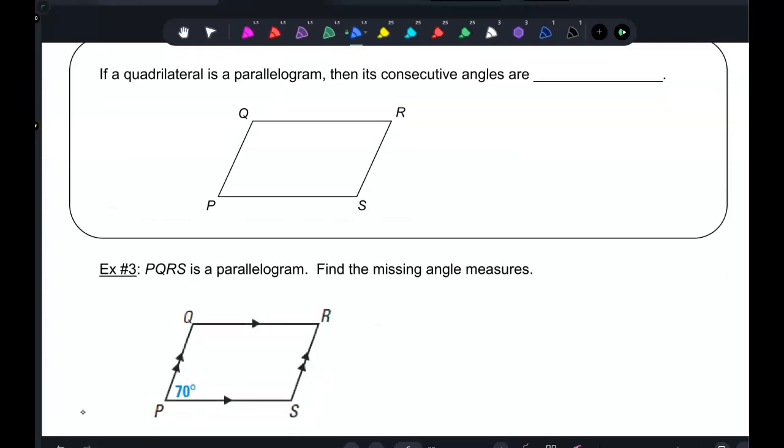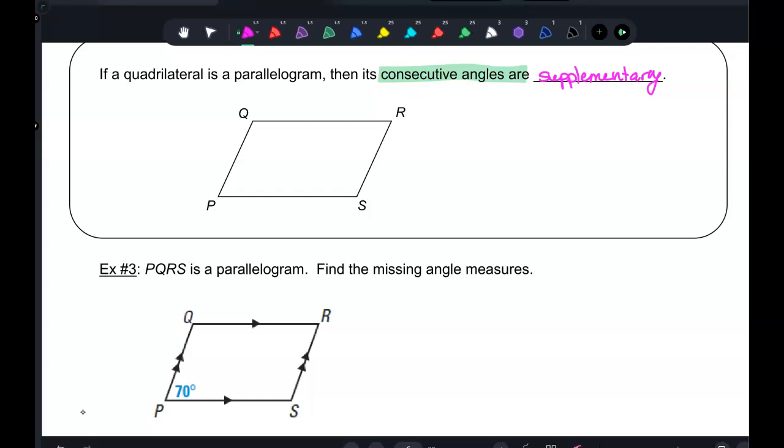Oh, this is what I had just mentioned. So here, consecutive angles are, well, consecutive means, sorry, that was supposed to be supplementary.